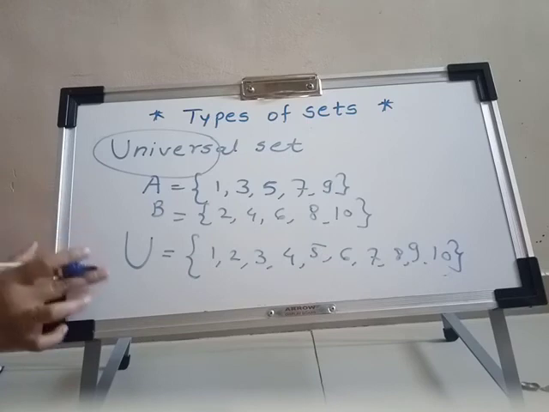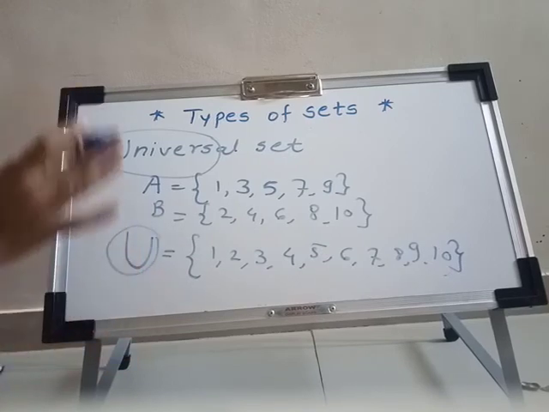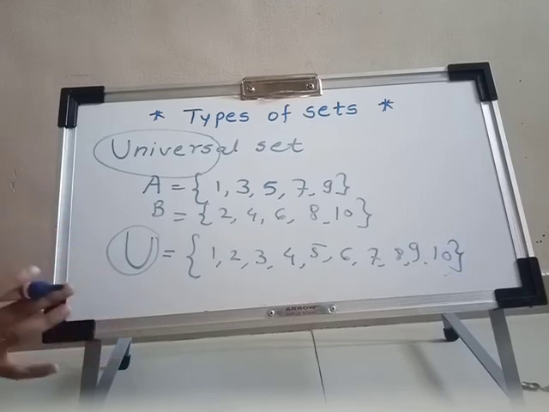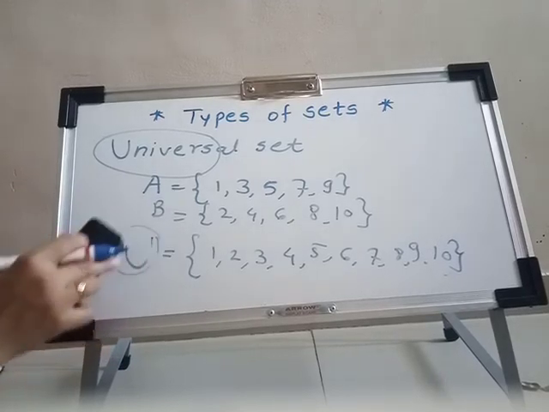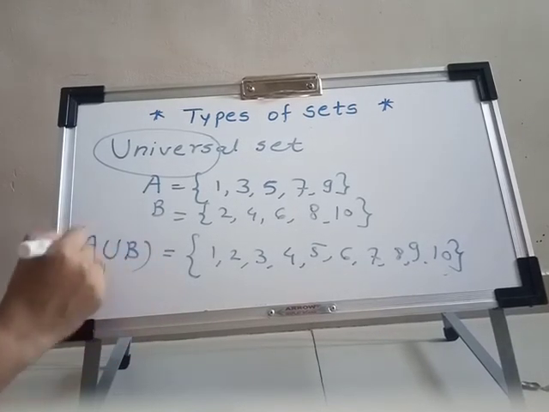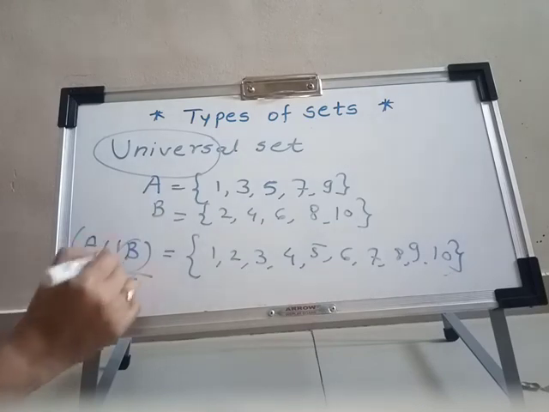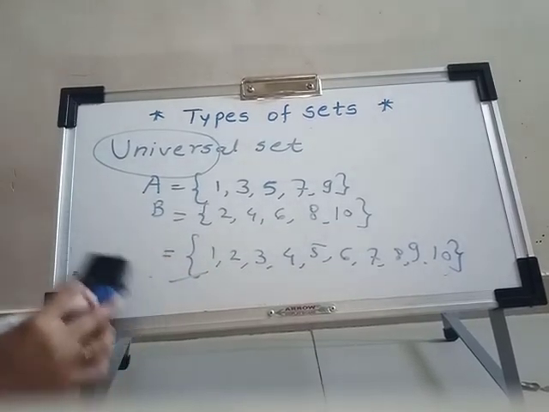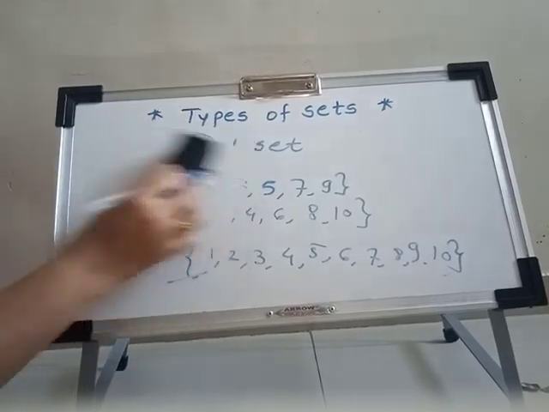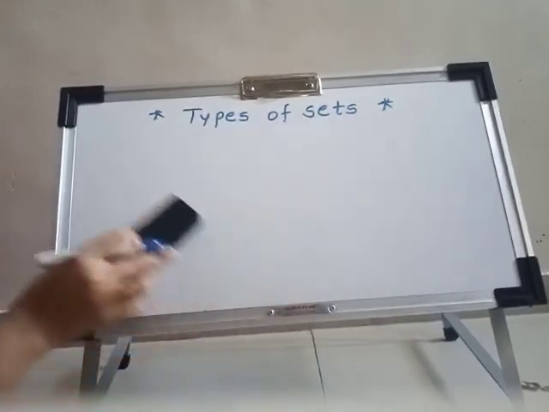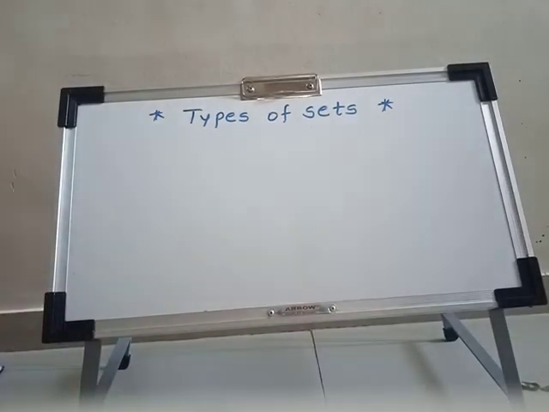U means all the elements. All the elements of set A and set B are present in set U. It's called the universal set, denoted by U. Understand what is meant by subset, universal set, equal set, null set, empty set. All these are types of sets.